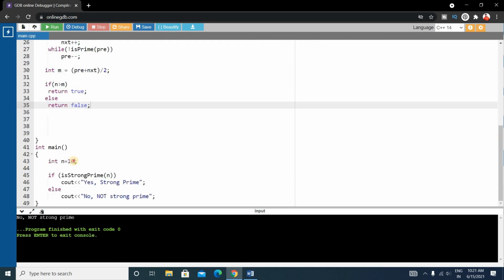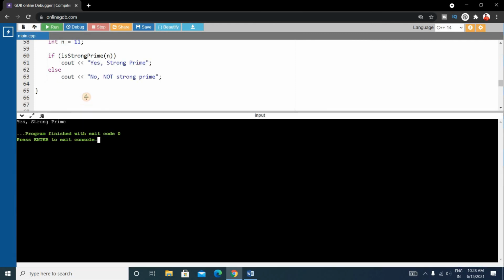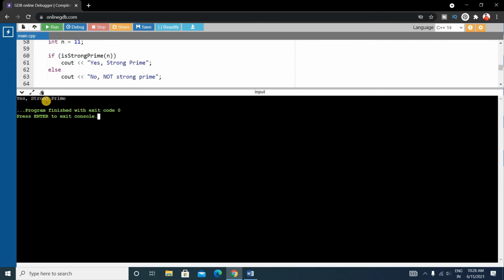Let's give another input here, like 11. Let's run it, and you can see yes, prime number, and this is a strong prime. So if you give 11, the output is yes, strong prime.